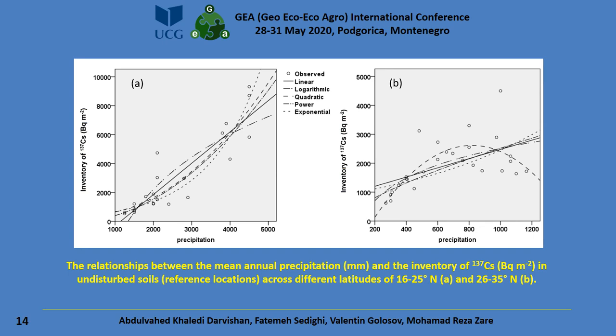And here are the results. The relationship between mean annual precipitation and the inventory of cesium-137 in reference site for the latitudes of 16 to 25 in the left and for the latitudes of 26 to 35 in the right. So all the countries located in these two, let's say, latitude classes, can use these equations to predict the inventory of cesium-137 acceptable statistically.